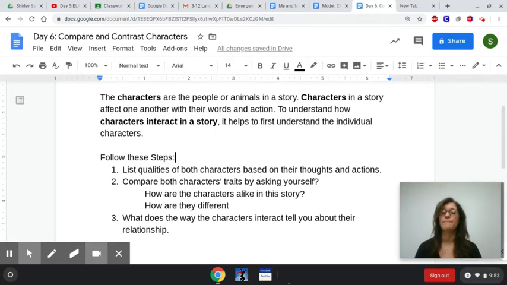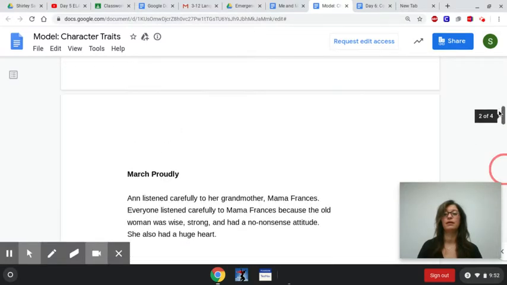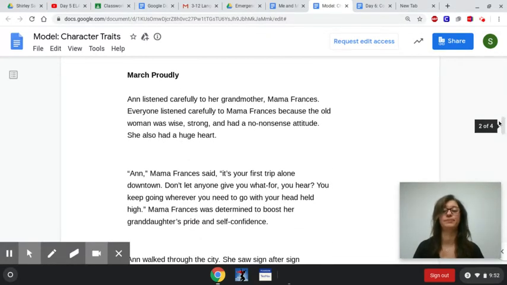So, for example, maybe the way 2 characters interact tells us as readers that they are not best friends. Or maybe by their actions and their words, we can quickly realize that, yes, they are best friends. So today we are going to compare and contrast 2 characters. And before we get into our assignment, I am going to model to you how to compare and contrast characters. I am going to read March Proudly. And all I need for you is just to listen right now.